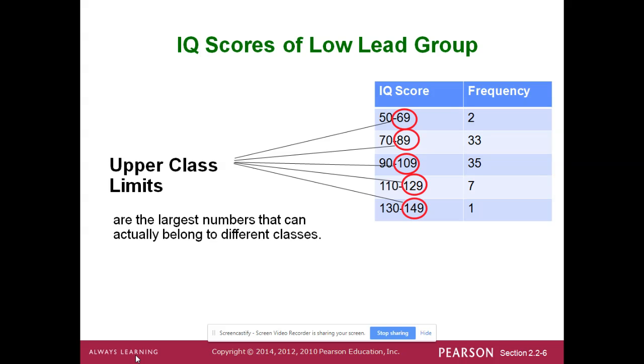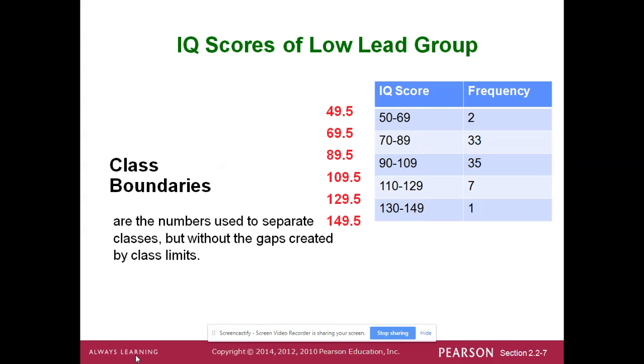So upper class limits and lower class limits are for our classes. Sometimes they use the word categories. Classes and categories are interchangeable depending on what data you're dealing with. With number data, you usually call them classes. Class boundaries are numbers that separate our classes, but without gaps. So again, no gaps in between one class and the next. If you're going to separate them, you've got to make sure the data doesn't have gaps.